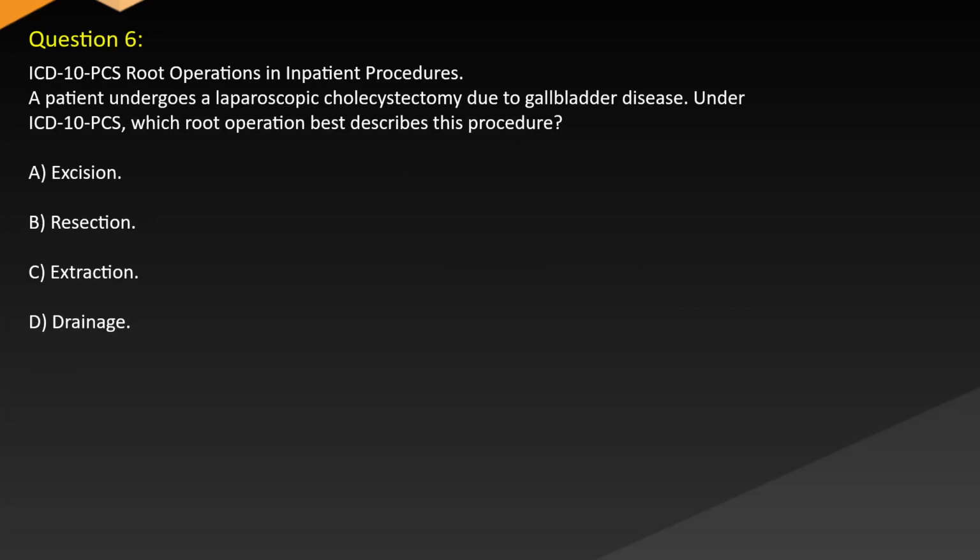Question 6. ICD-10-PCS root operations in inpatient procedures. A patient undergoes a laparoscopic cholecystectomy due to gallbladder disease. Under ICD-10-PCS, which root operation best describes this procedure? A. Excision, B. Resection, C. Extraction, D. Drainage.